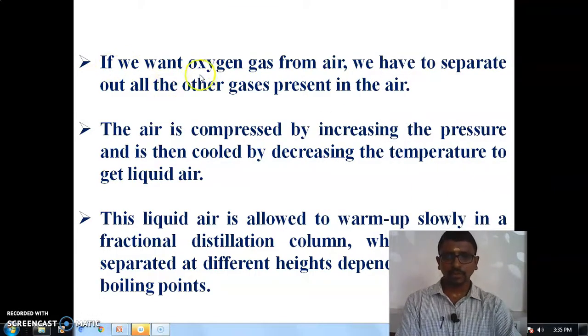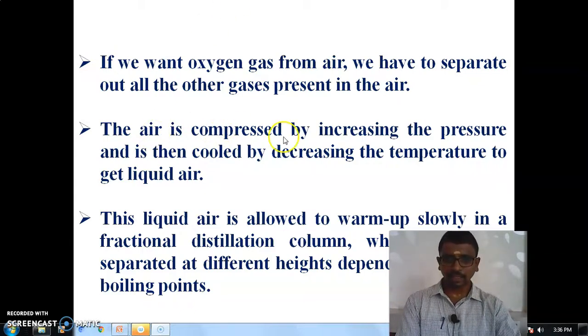And if we want oxygen gas from air, we have to separate out all the other gases present in the air. So except oxygen, what are the gases there? Argon and nitrogen. So we have to separate the argon and nitrogen. From that we can collect the oxygen gas.